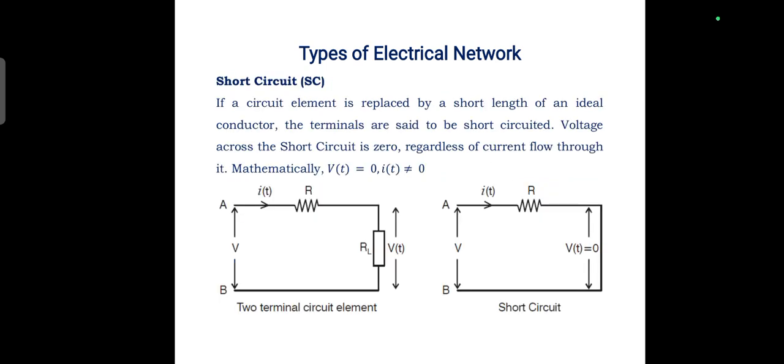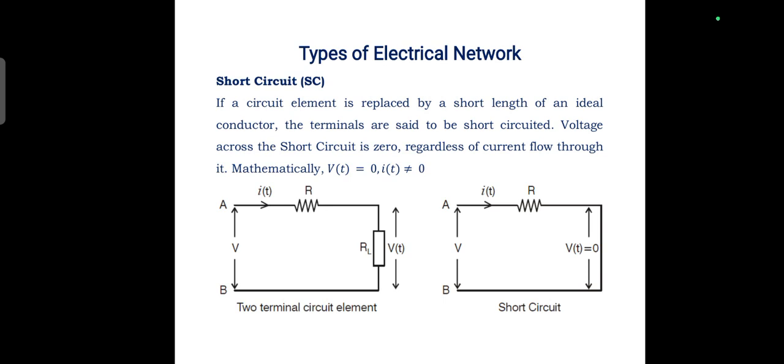Next, the types of circuit. It is short circuit and open circuit. If a circuit element is replaced by a short length of an ideal conductor, the terminals are said to be short circuited. Voltage across the short circuit is zero, regardless of the current flow through it. Mathematically, V(t) = 0, I(t) is not equal to 0.